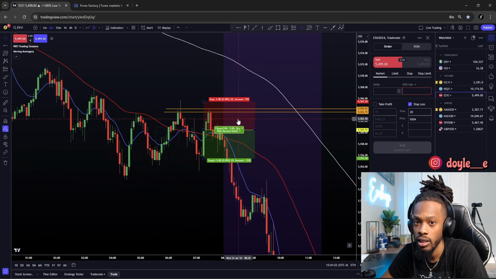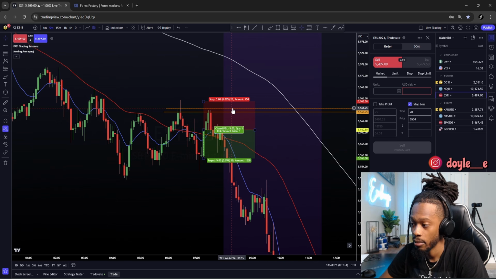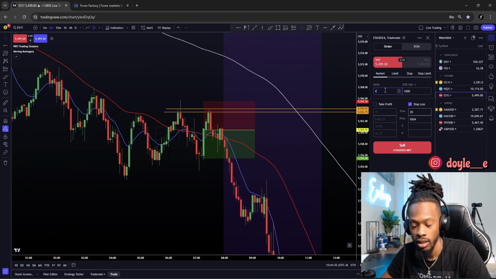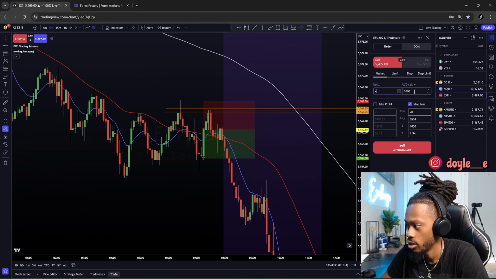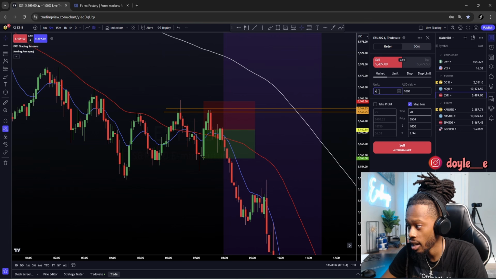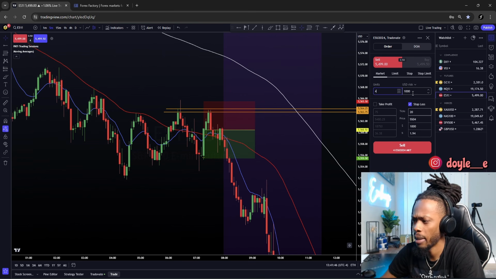Now, say if I wanted to put on 4 contracts for that, what is 4 times 250? That's $1,000. That's literally $1,000. So say if I put 4 units, you see the USD risk. That's $1,000. If I put on 4 contracts, USD risk, $1,000. You feel what I'm saying? So I hope that this is making sense.